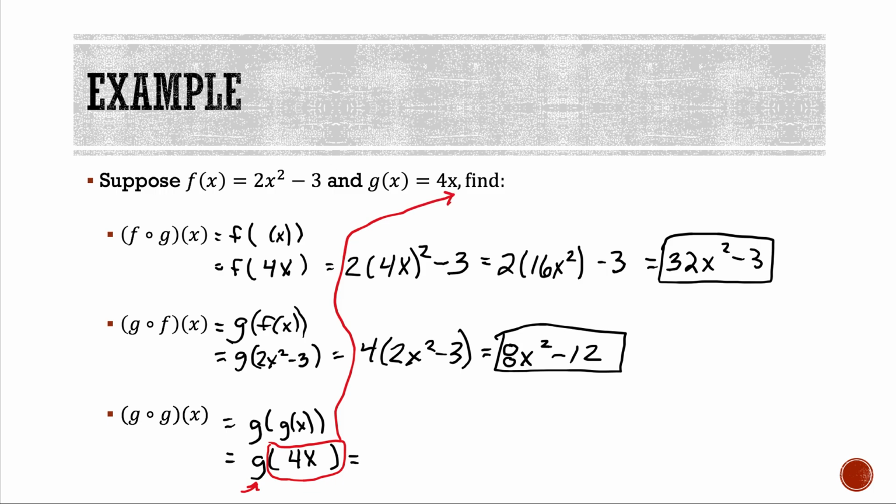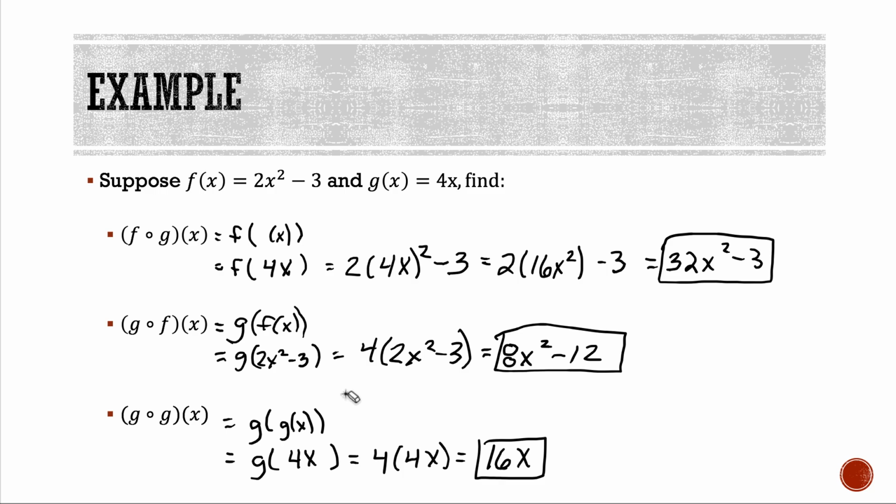All right, so function g starts with the 4. We'll just write that down. Then we're going to come to that x, and we're going to substitute in our 4x. And then we'll simplify. So 4 times 4 is 16, and then we have the x sitting next to it. And again, this takes a little practice, okay? So that's what we're doing here, giving you a chance to practice some of these problems.